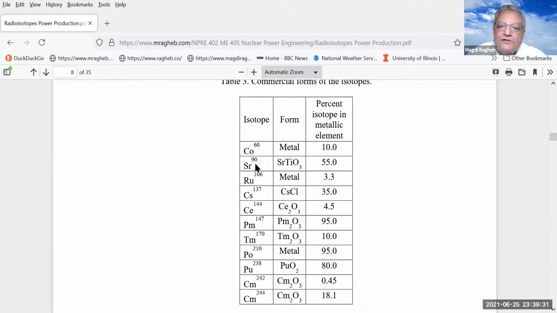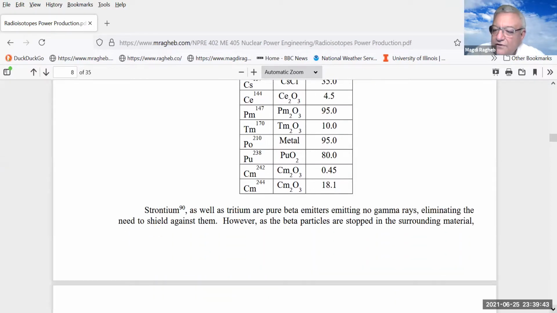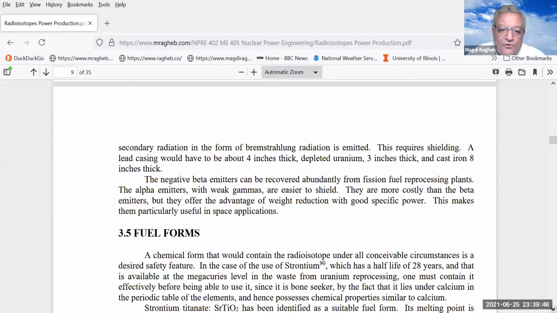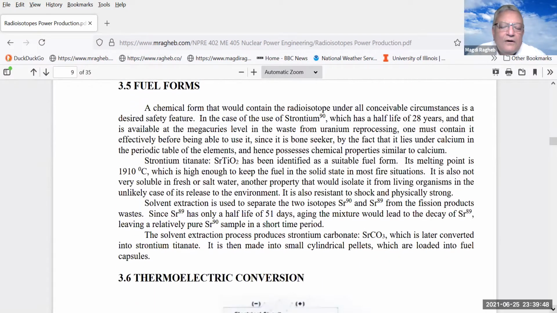Let's take some of them. Strontium-90 is strontium titanate that can take a very high temperature. And the plutonium-238 we mentioned is plutonium dioxide. So if you need the source of radiation for power production in a space probe, you have a whole set of choices here. In the case of strontium-90, which has a half-life of 28 years, that's what the old Soviet Union has used, you'll find that strontium titanate, strontium TiO2, has been identified as a suitable fuel form. It needs to reach a temperature of 1910 degrees Celsius to melt.